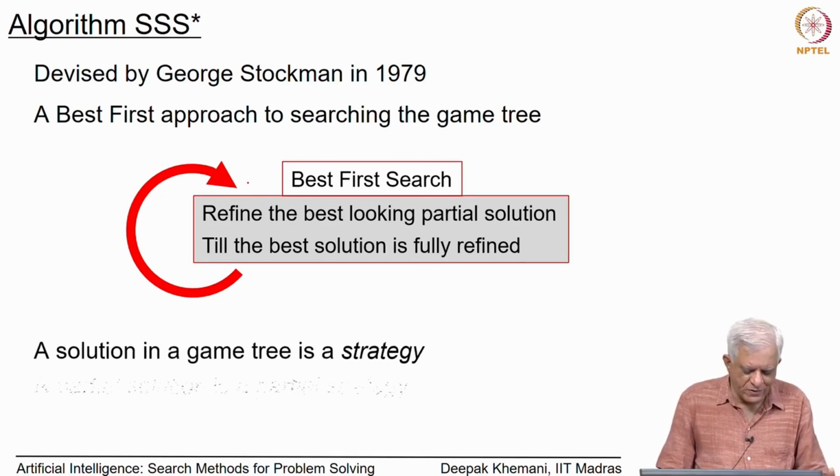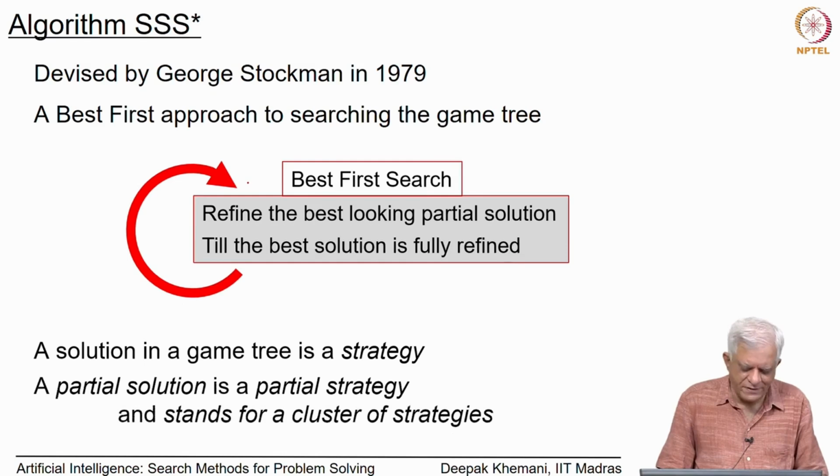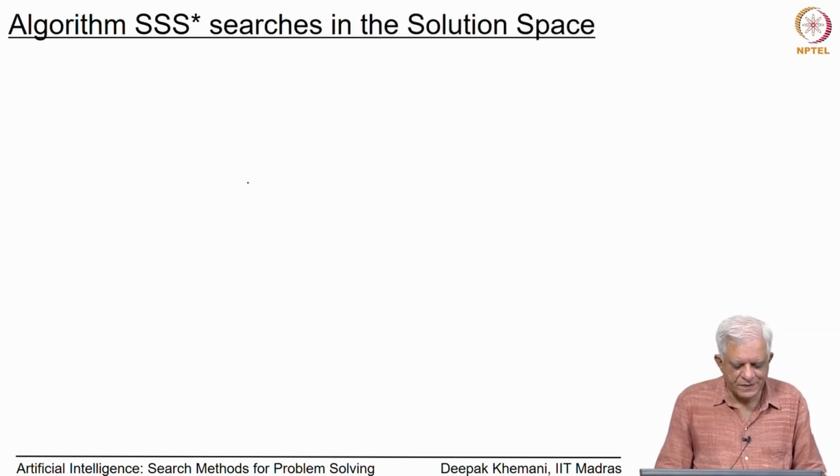In the case of games, a solution in a game tree is a strategy, and a partial solution is a partial strategy, which means that if you have only specified some leaves in a strategy, then it is a partial strategy, and every partial strategy stands for a cluster of strategies, because the other leaves can be filled in in different ways. So, our theme of SSS star is to refine the best looking partial solution till the best solution is fully refined, and the space in which we search must cover all possible solutions.